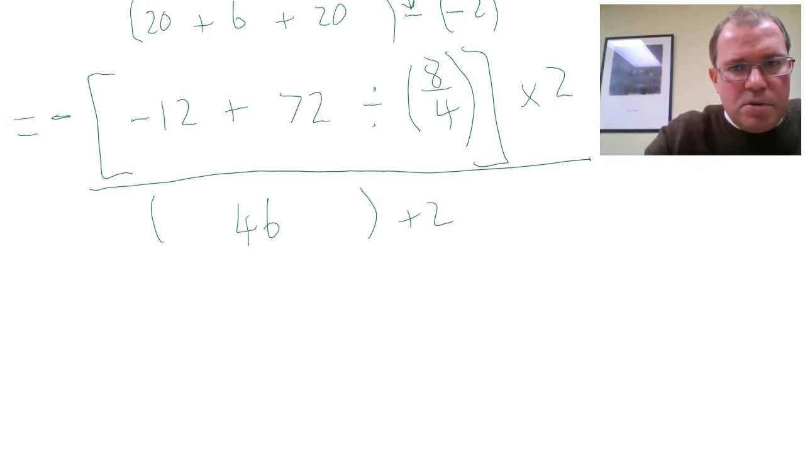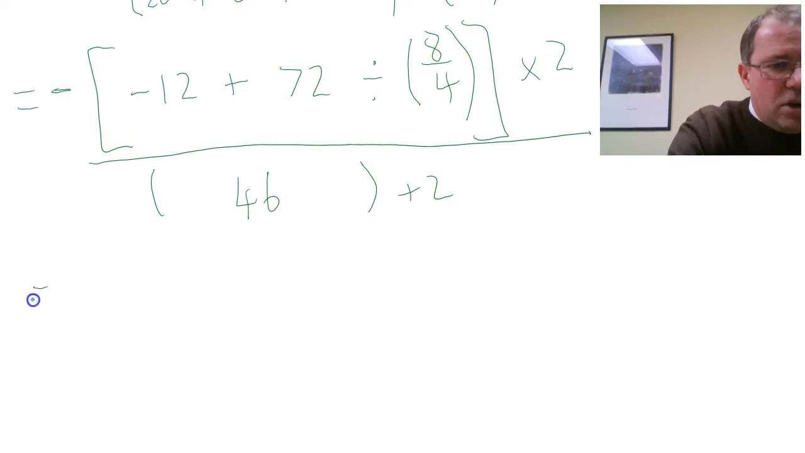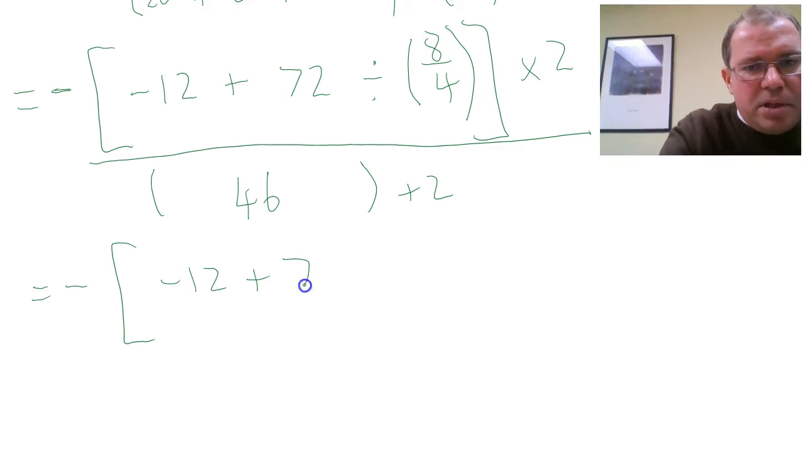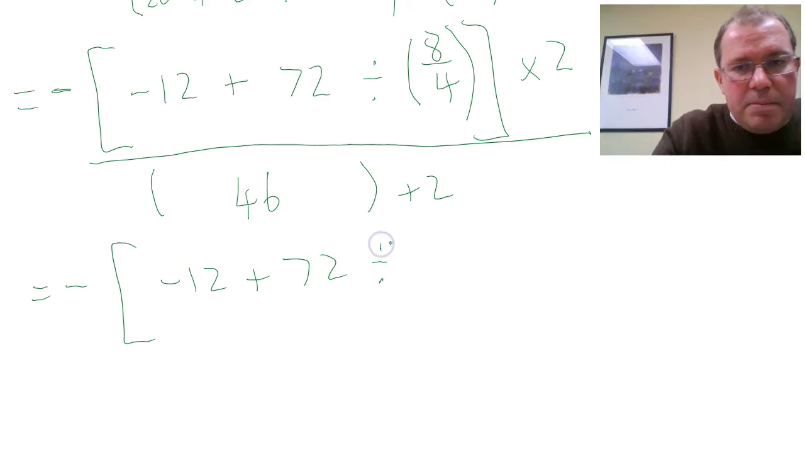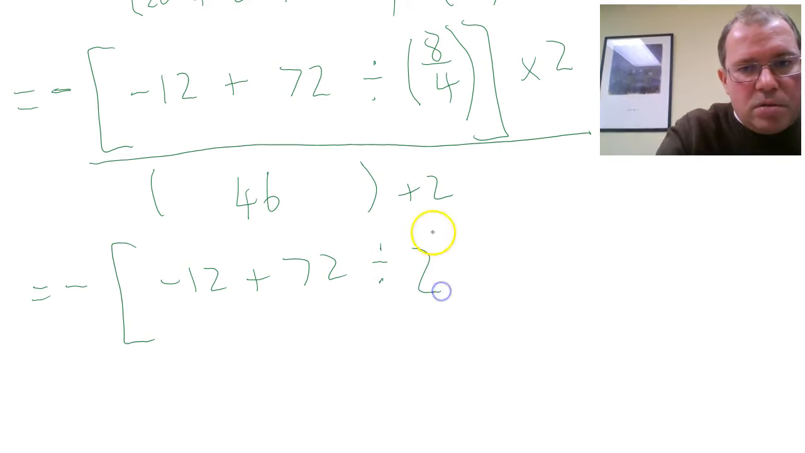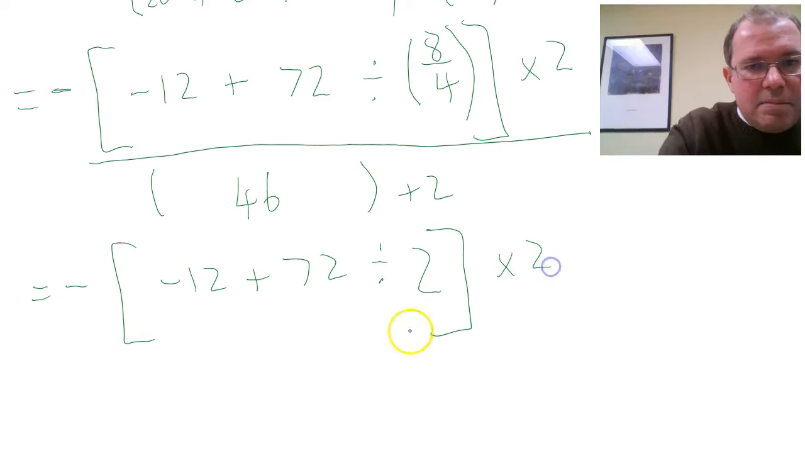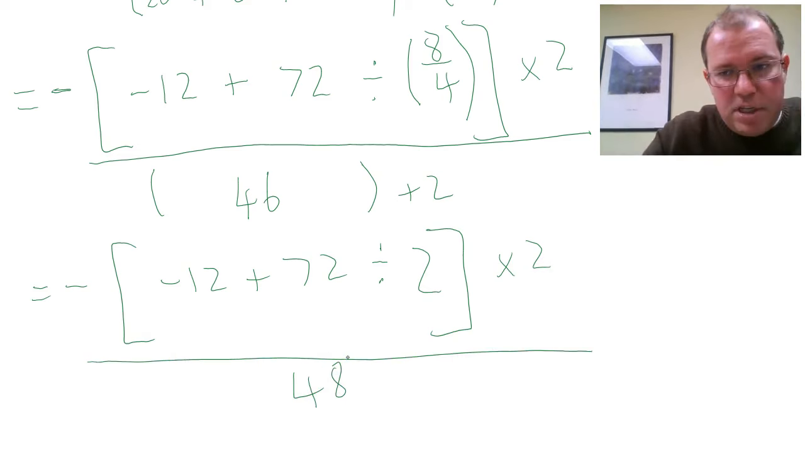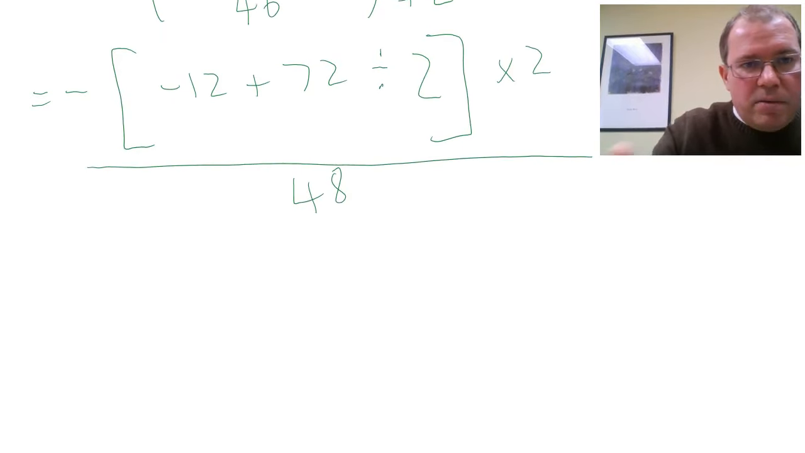Okay, let's move on. So I've got to copy down that minus at the front still. And now I've got to order of operations. I need to do this 8 divided by 4. So I've got minus 12 plus the 72 divided by 8 divided by 4 is 2. Close my big bracket, times 2 on the bottom. Phew, finished, that's nice, 48. Let's keep going with the top.